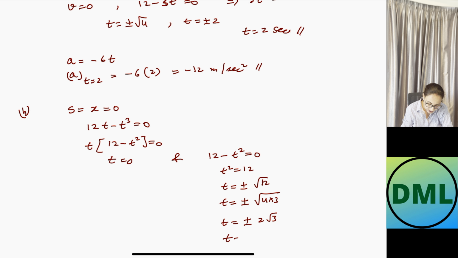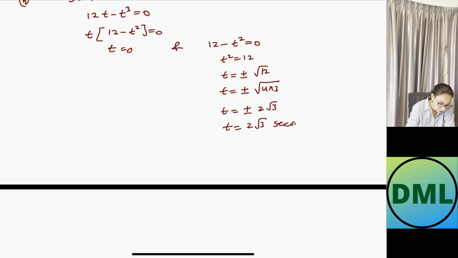So my t value is written as 2 root 3 seconds. The first value is t equal to 0, that means when you started it. The second time is t equal to 2 root 3. That means when he will come back to the original position O, the time will be 2 root 3. At this time, I need to calculate the velocity.